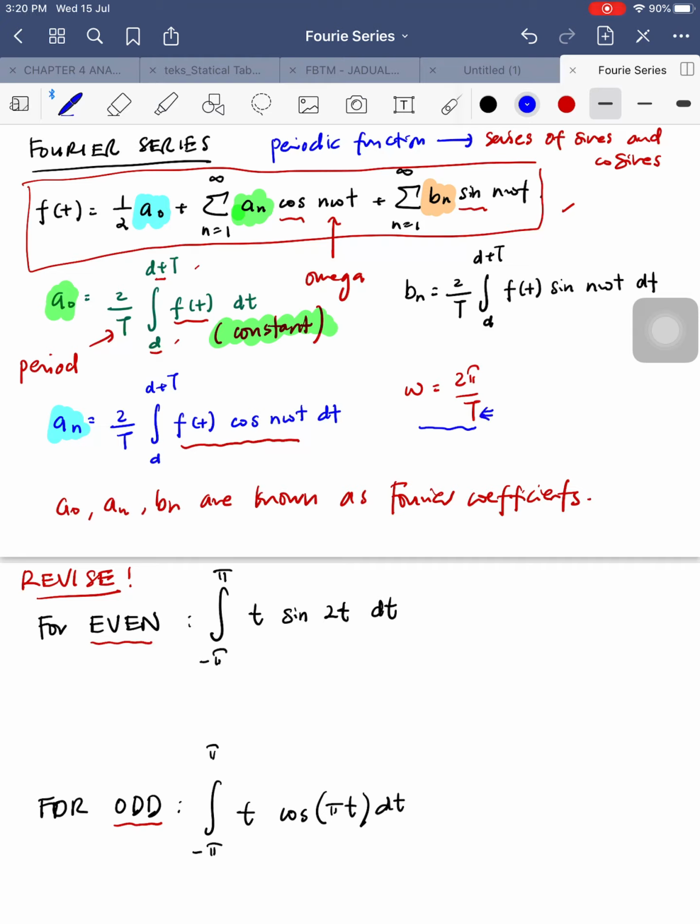Right, so we'll get that from the question itself. And the last one is going to be bn. So bn is going to be 2 over capital T, the integral from d to d plus T of the function. Now our function is going to be f of t sine of n omega t dt. So that is a slight difference between them. For an it is f of t multiplied by cos, but for bn, it's going to be f of t multiplied by sine. Okay, and again, you don't have to memorize any of this.